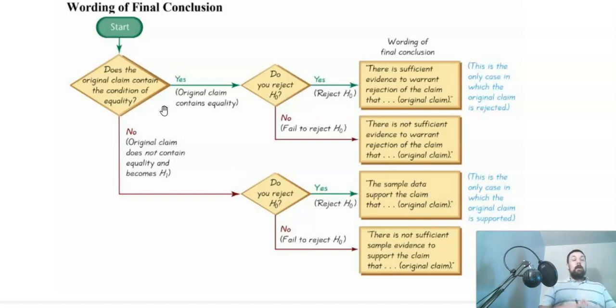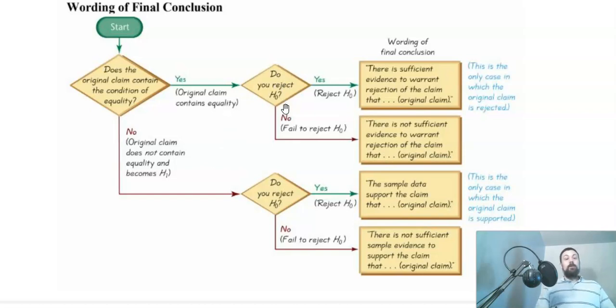However, if the claim became the alternative hypothesis and we end up rejecting the null, that actually means we prove the alternative. We accept the alternative as true, which means in that case, we would say the claim is true. So it matters whether the claim becomes the null or the alternative. If we reject the null and the claim was the null, then we're saying that the claim is false. If the claim was the alternative, we're going to say that the claim is true, right? And so that's what this is getting at. Does the original claim contain the condition of equality? If yes, that means it became the null hypothesis. If no, it became the alternative hypothesis.